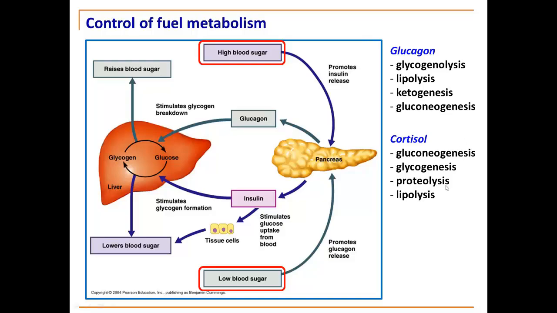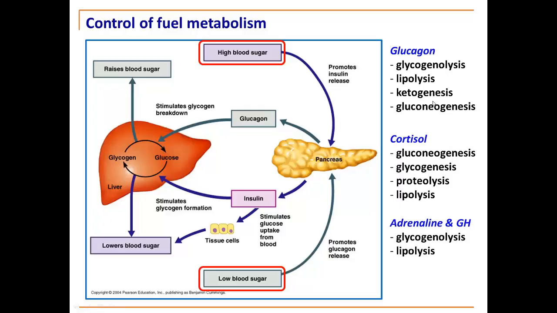It stimulates proteolysis, breakdown of proteins, so that the amino acids can go on to make glucose during gluconeogenesis. And again, it stimulates lipolysis, breaking down your lipids. Adrenaline and growth hormone both stimulate glycogen breakdown, and they both stimulate lipolysis. So all of these molecules are basically increasing our blood sugar levels, okay?